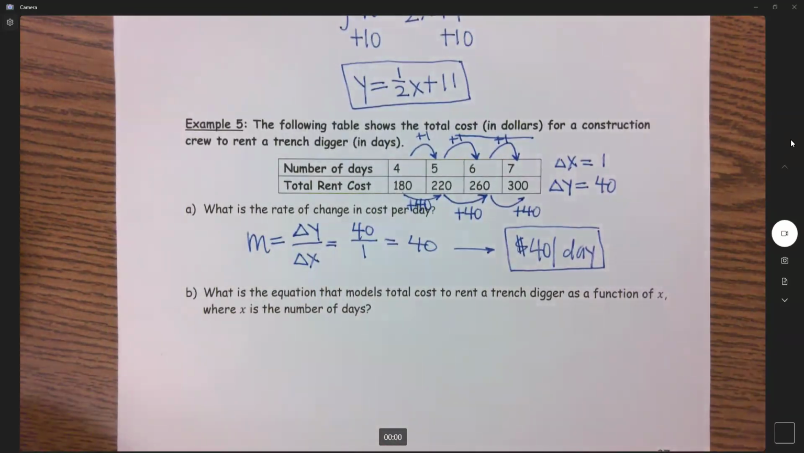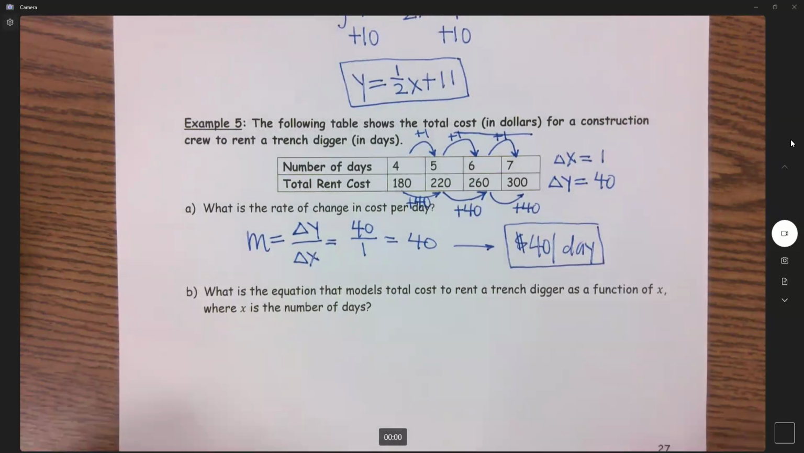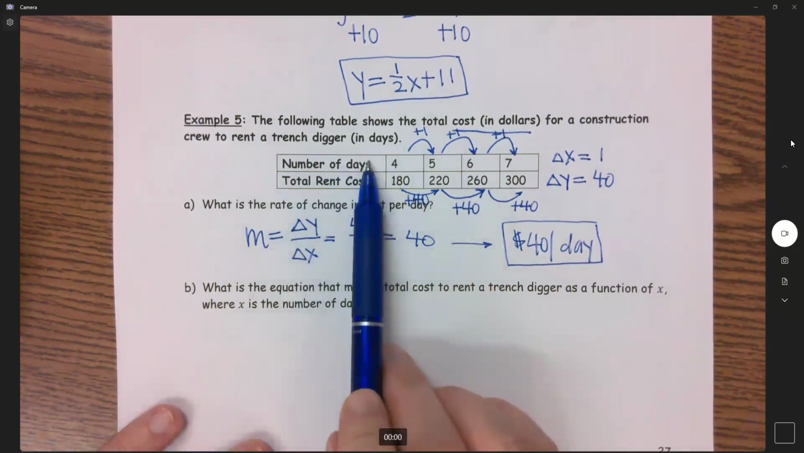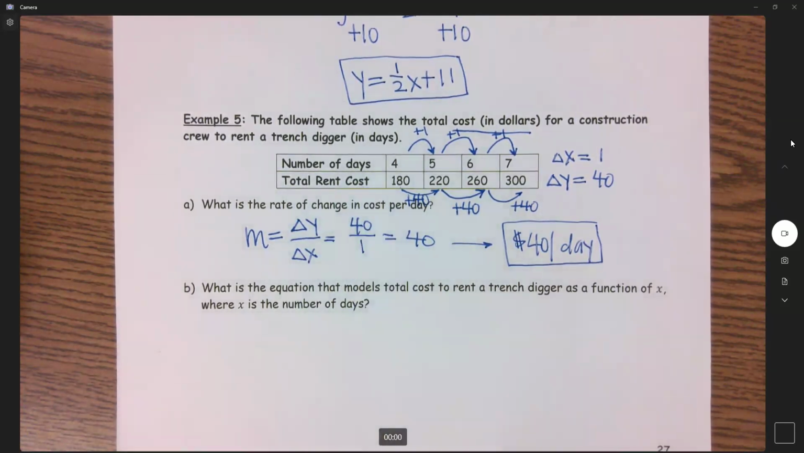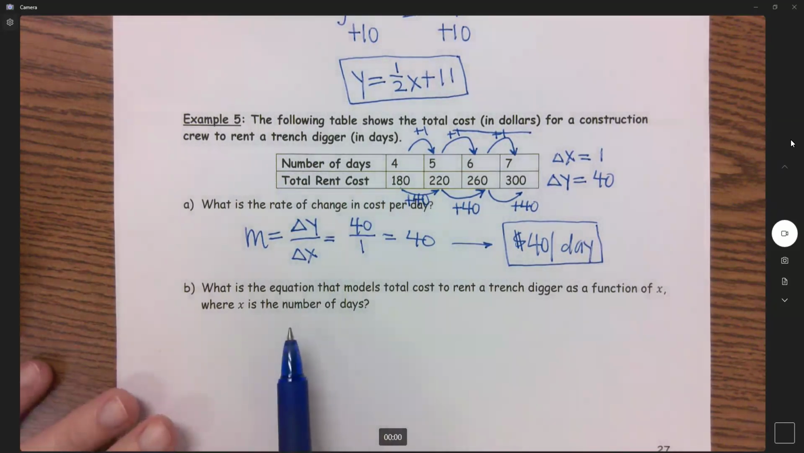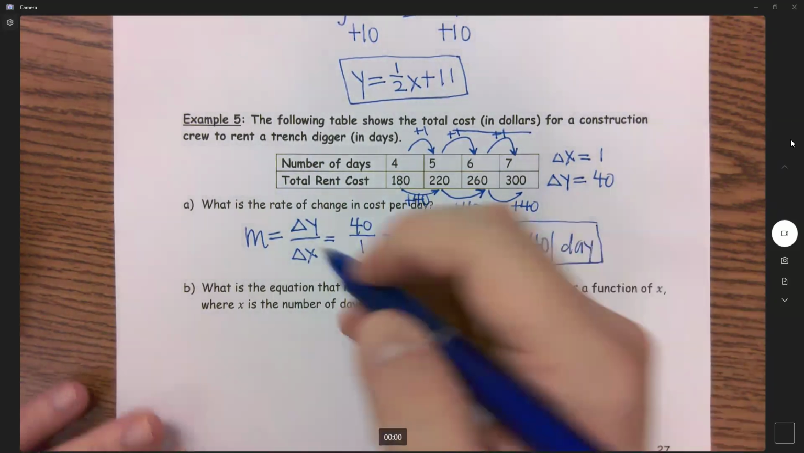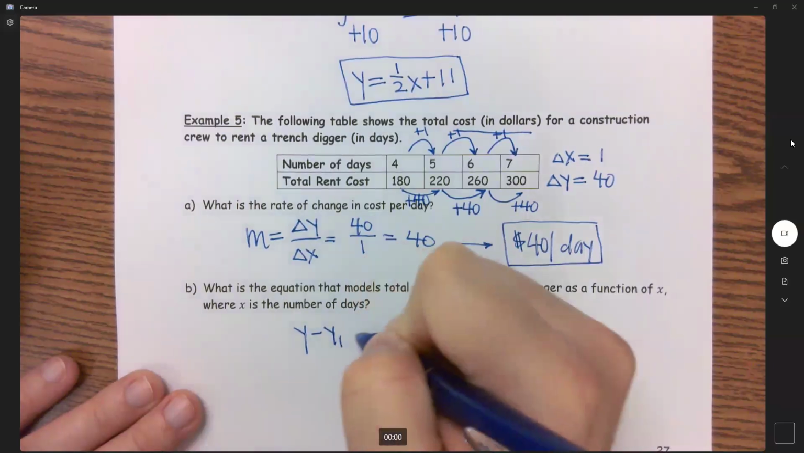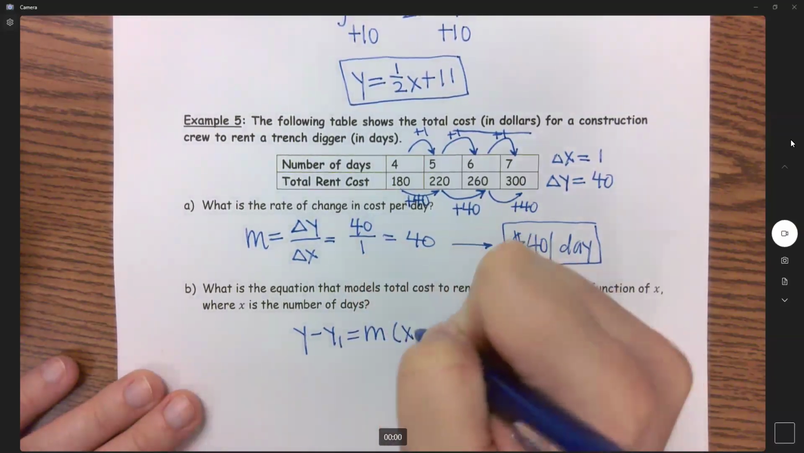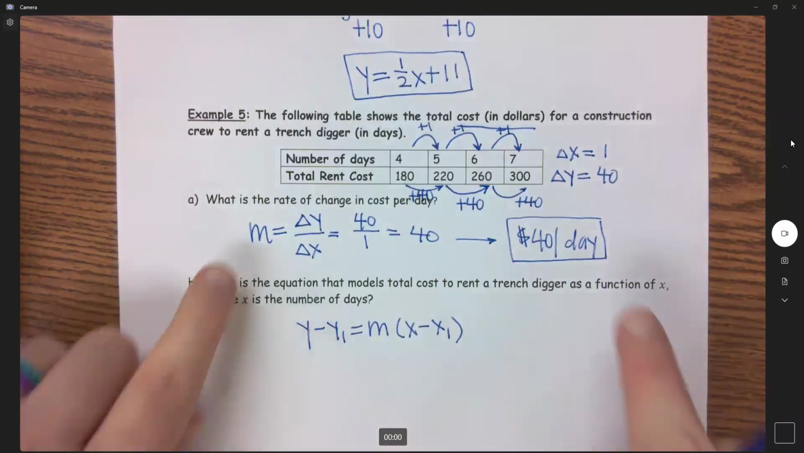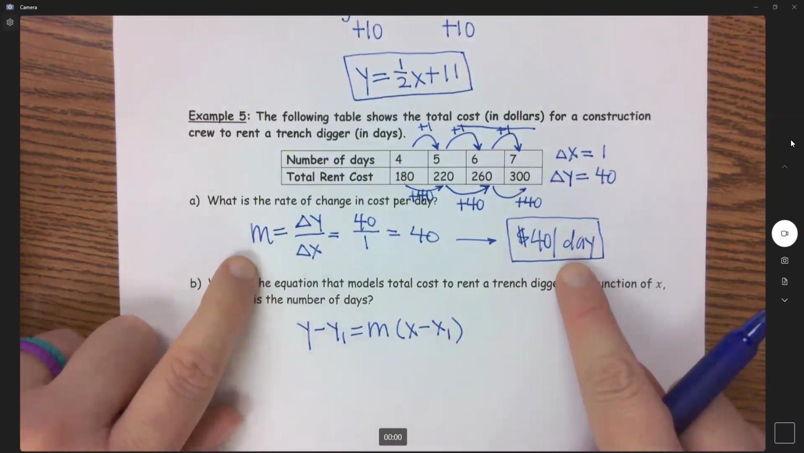Okay, Part B wants to know, what is the equation that models total cost to rent the trench digger as a function of x, where x is in the number of days? So I don't have a y-intercept. If I had a y-intercept, I could see for the number of days 0 and what that cost. So I don't know what it is to rent it 0 days, how much it costs just to rent it. So what we need to do is use that point slope formula. So if I rewrite that, we have y minus y1 equals m times x minus x1. I just found my m. My m here is 40.